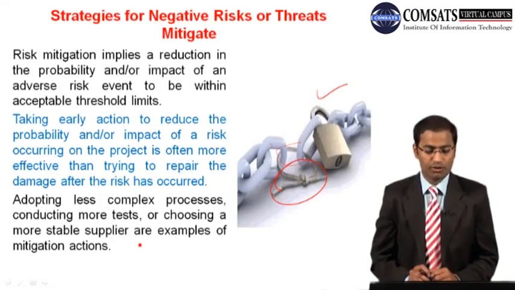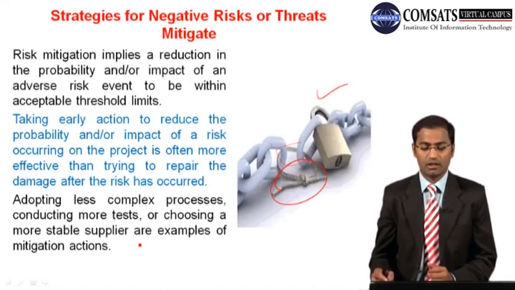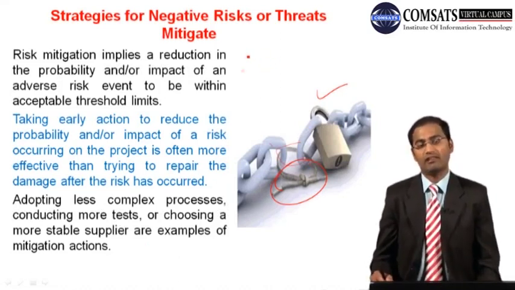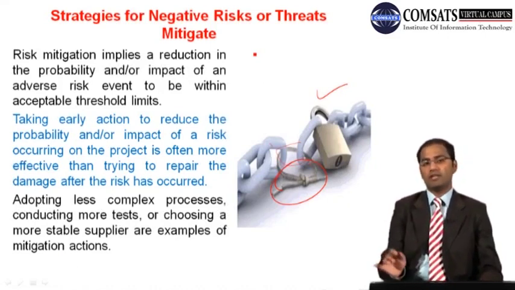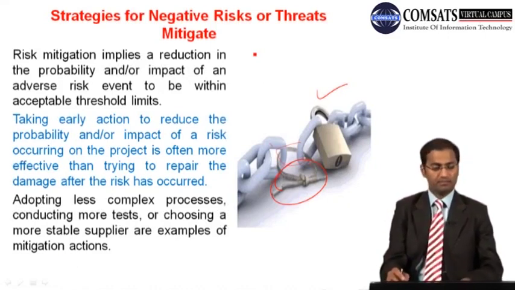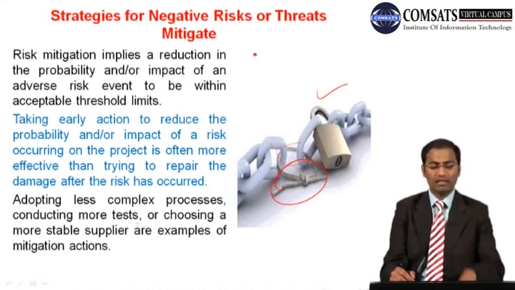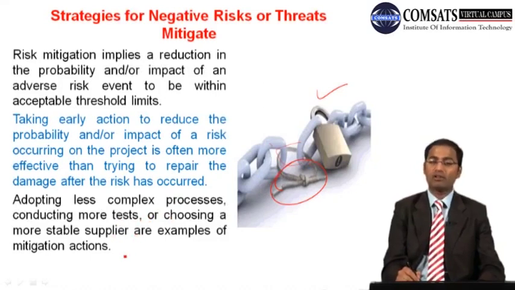Taking early action to reduce the probability and or impact of a risk occurring on the project is often more effective than trying to repair the damage after the risk has occurred. So aapki approach preventive honi chahiye hai, kyunki prevention ki jo cost hoti hai wo rework ki cost se hamesha kam hoti hai, most of the cases. So adopting less complex processes, conducting more tests, or choosing a more stable supplier are examples of mitigation actions.